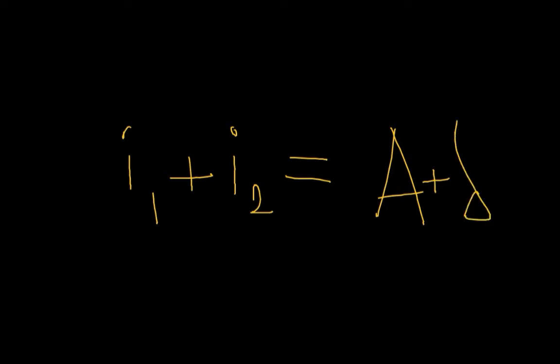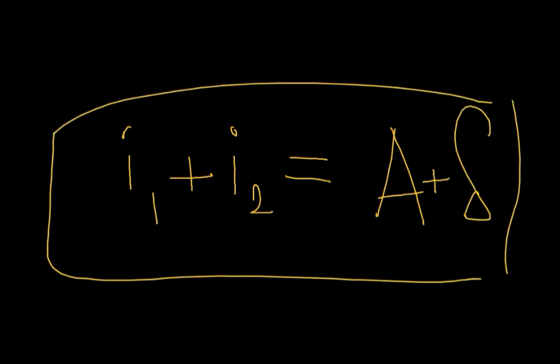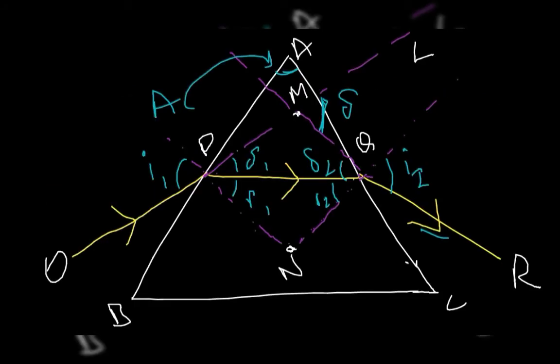This is very important. What I'm going to tell you now: I1 plus I2 is equal to A plus delta. This you can say is the main theorem of prisms we are going to do. This is prism in totality. Okay, I1 plus I2 is equal to A plus delta. Meaning what? That the incidence angle plus the emergent angle is equal to the angle of prism plus the angle of deviation. So let's start with this diagram only.